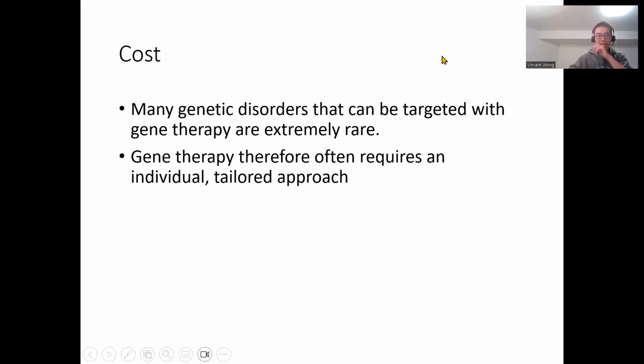Costs. Many of these genetic disorders are kind of rare. I mean, things like sickle cell anemia, beta thalassemia, and hemophilia, the ones that we've talked about previously, those are common, okay? And the cost would be relatively lower. But in many cases, the gene therapy needs to be tailored for individuals who are suffering rare genetic conditions. And for that reason, it is very expensive.